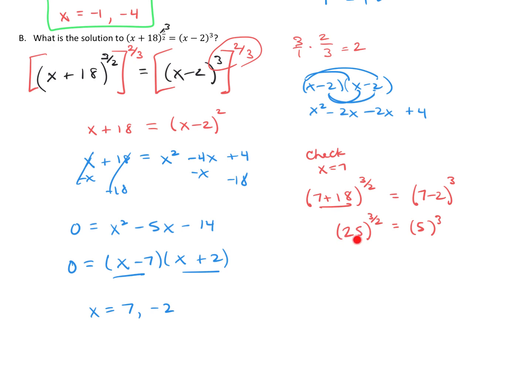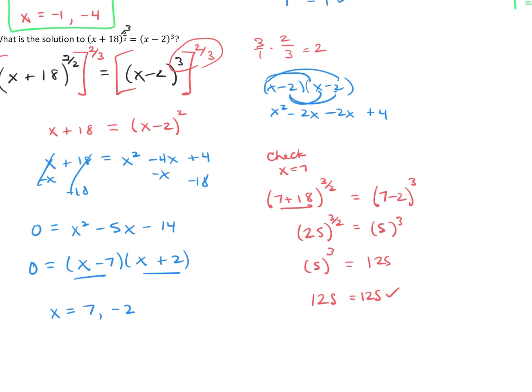So when you have 25 to the 3/2 power, you can quickly do this as we get the hang of these. Do the root first. We're taking the second root of 25. Well, the second root of 25 is the square root of 25, which is 5. And then if you cube it, you get 125. Well, on the right, we had a 5 cubed, which is 125. So we are getting 125 equals 125. So x equals 7 is a solution.